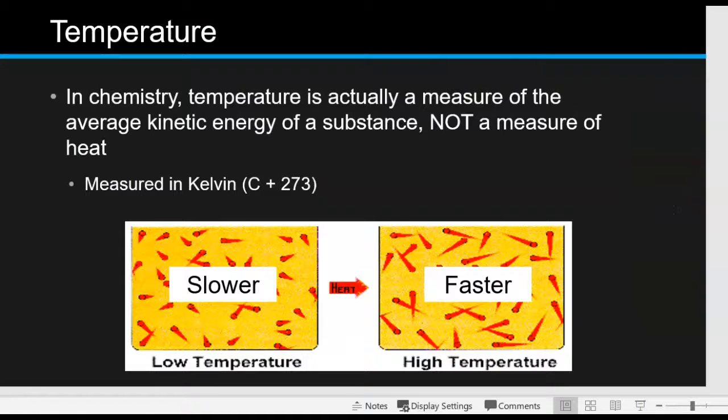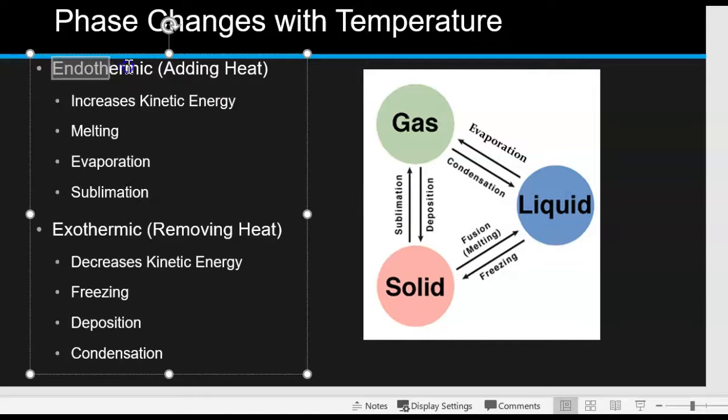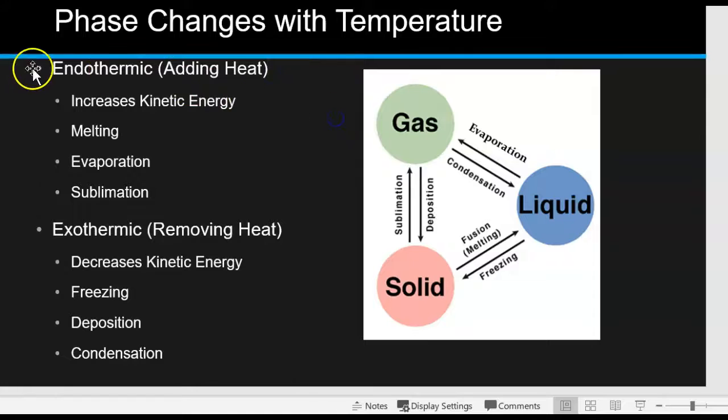Now, temperature. In chemistry, temperature is a measure of kinetic energy. It's not the measure of heat, it's the measure of energy. So the higher the temperature, the higher the energy. Now there's two new terms we're going to learn. One is endothermic. Endothermic means adding heat. So when you melt, that makes sense. A solid melts to a liquid when you add heat. A liquid evaporates to a gas when you add heat. The other is sublimation. So that should help you answer question number 4.